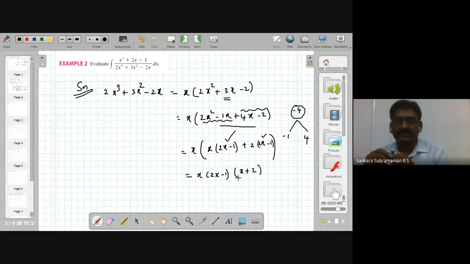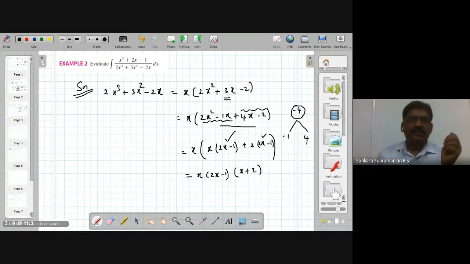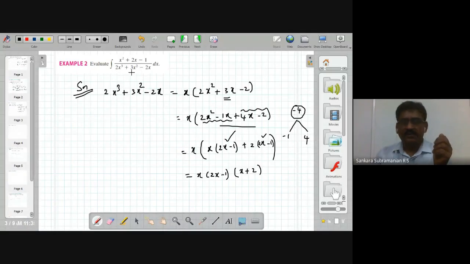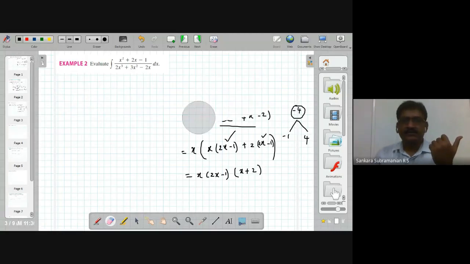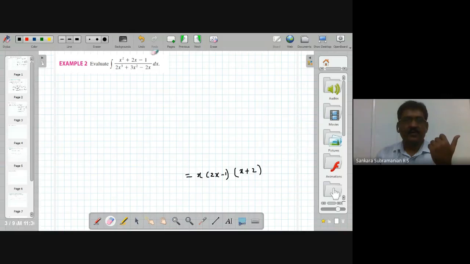Okay, fine. Now let us go for the problem. This is one particular stage wherein you have to go for factorization. If you cannot factorize, we will see that later, there are case studies. So this is what the given problem is.